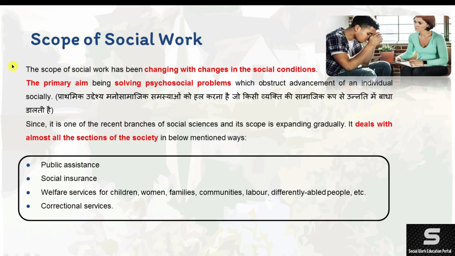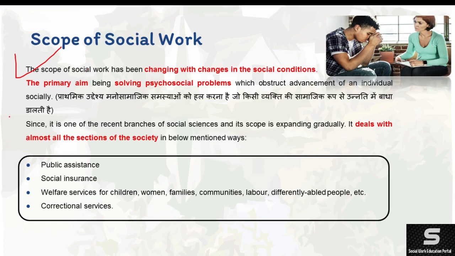And also the scope of social work will change according to the condition or social condition. And when the social condition changes, the scope of social work also changes. And the primary aim of social work basically is to solve the psychosocial problem. साइकोसोशल प्रॉब्लम मीन्स जो मनोसामाजिक समस्या होती है किसी भी इंडिविजुअल की, कि जिसकी वजह से वो सामाजिक जो एक संबंध होता है समाज के बीच में, उसमें उसको बनाने में काफ़ी समस्या होती है, काफ़ी डिफिकल्टीज होती है. So the main purpose, the main aim of social work is to solve the psychosocial problem that is going to obstruct the advancement of the individuals socially.